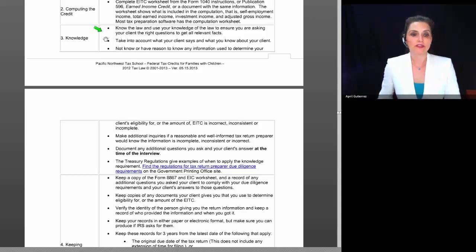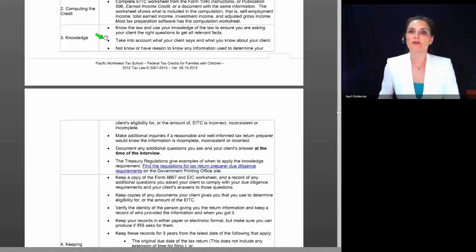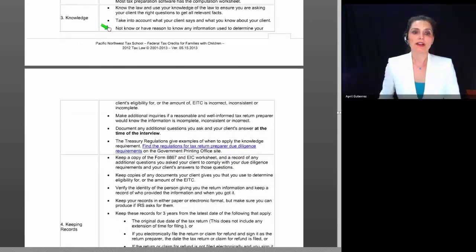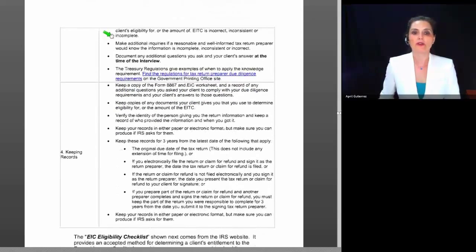The law requires that you do that. You must also take into account what your client says and what you know about your client. If your client says that they're separated from their spouse, but you have firsthand knowledge that they're not separated from their spouse, you can't ignore that fact. You must not know or have reason to know that any information used to determine your client's eligibility for or the amount of the earned income credit is incorrect, inconsistent, or incomplete.